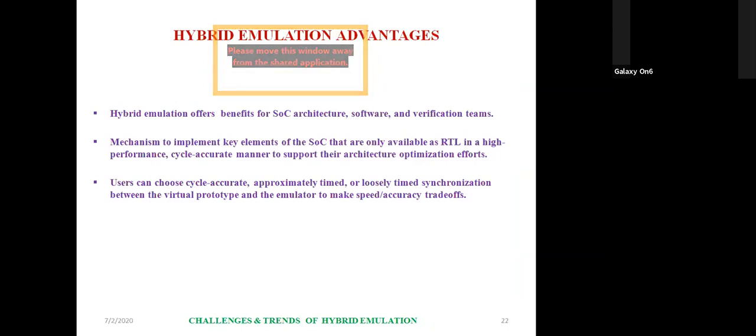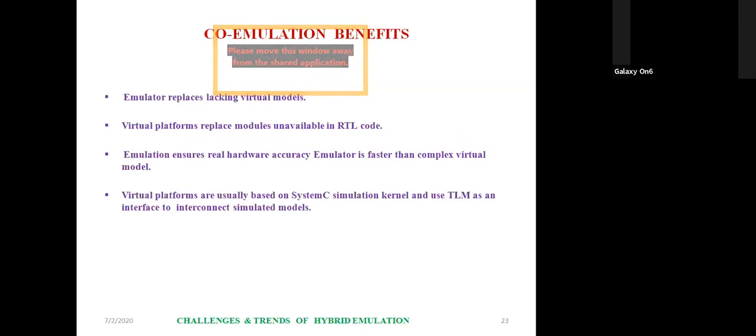You can use timed or loose time synchronization between the virtual prototype and the emulator to make speed. A virtual prototype has no debugging facilities of its own. You take transaction level modeling and SystemC interfaces to do debugging activities at the software level, and the emulator uses RTL on the emulation. So there are some speed and accuracy trade-offs. The emulator replaces the lacking virtual models.